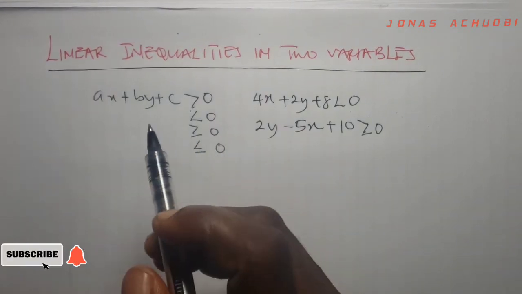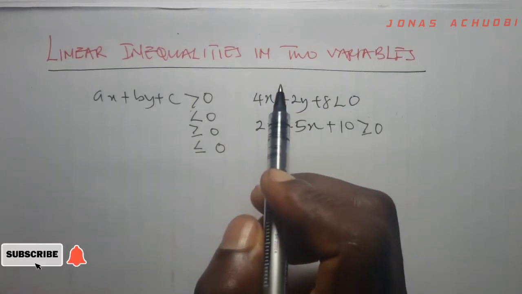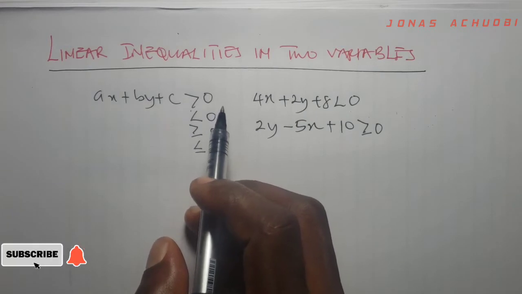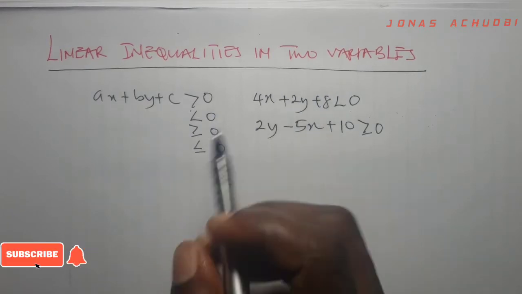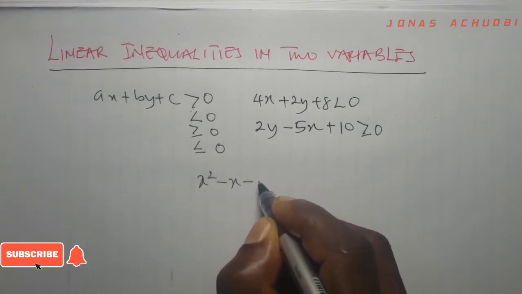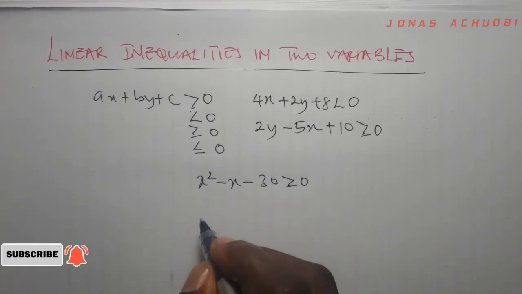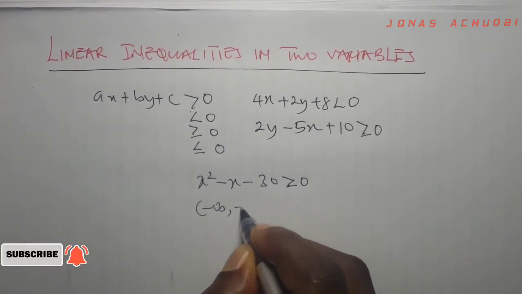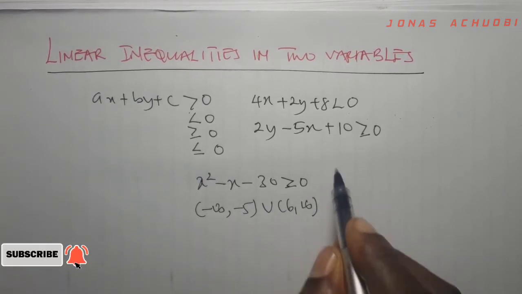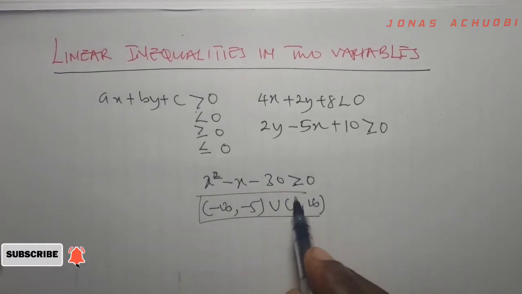In our first video, where we treated quadratic inequalities, we observed that the solution of a quadratic inequality was represented in terms of set notations. For example, when we solved the problem x squared minus x minus 30 greater than or equal to 0, we had the following solution. We have minus infinity, minus 5, union, 6, and infinity. So the solution to the inequality, which was quadratic, was represented using sets.